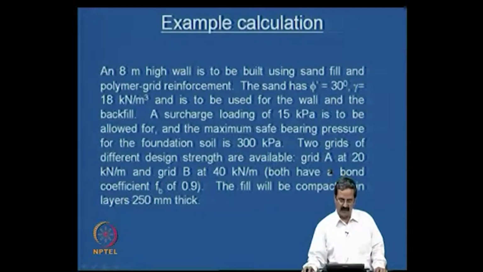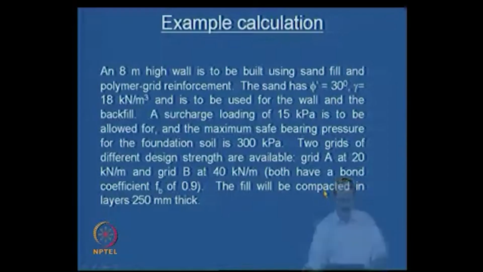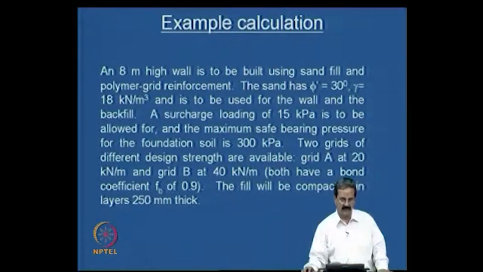And assuming that we have two geogrids, grid A and grid B, which have design strengths of 20 and 40, and the bond coefficient of the geogrid material is about 0.9, and normally the compacted lift thickness is about 250 mm. Which means that you have to place the reinforcing materials like geogrids at multiples of 250 mm spacing, either 500 or 250.